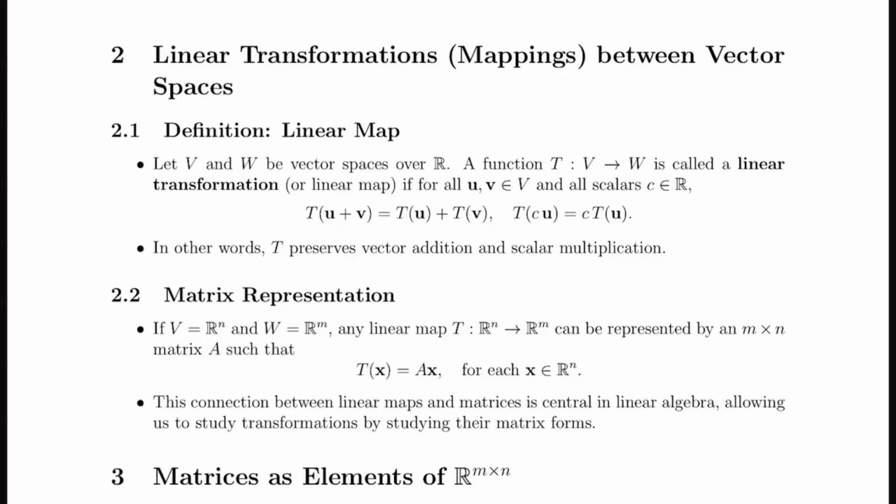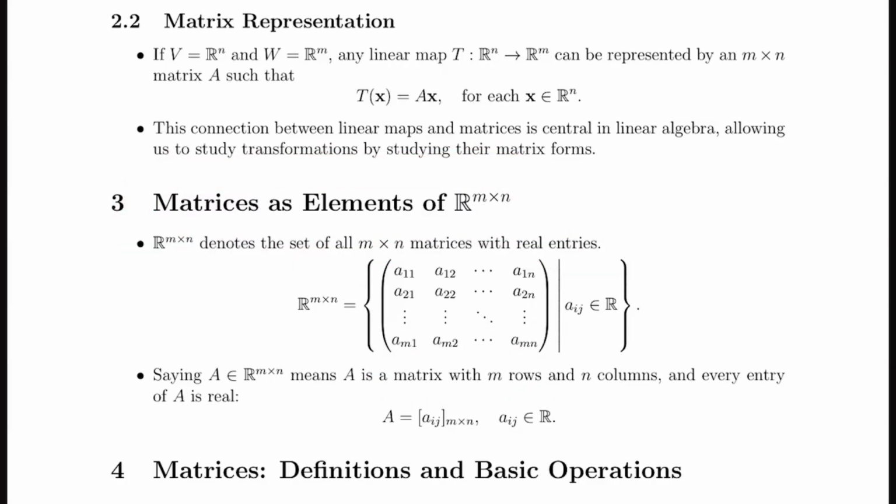What does that mean? It means I have a transformation whose input is in R^n and whose output is in R^m. T(x), the transformation of the vector x, is equal to A times x, where each x belongs to R^n. Let's go deeper into matrices. Matrices are elements of R^(m by n), so they are often referred to as belonging to the space R^(m×n).